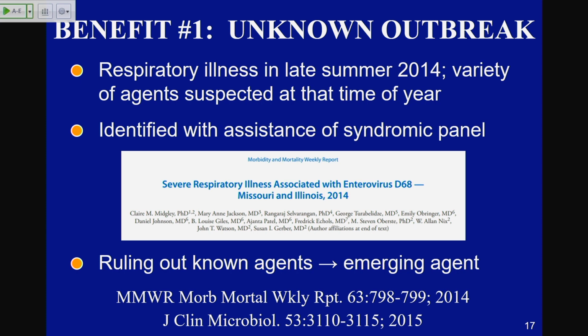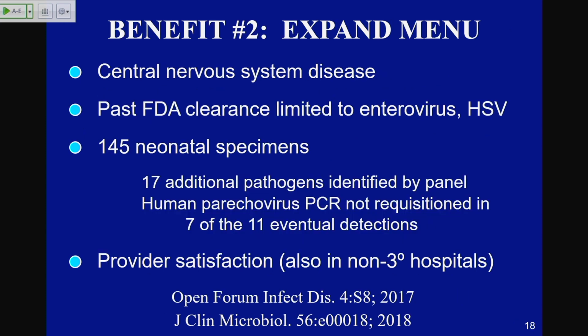And they credited the syndromic panel approach to help them narrow down to an enterovirus, and then they could further investigate. Other authors have suggested that using molecular syndromic panels can rule out a whole bunch of other things, allowing diagnosticians to target something else. So the rule-out approach may be additionally helpful in identifying an unknown outbreak type of situation. Benefit number 2, let's talk about central nervous system disease, so your meningitis or encephalitis syndromic panels.